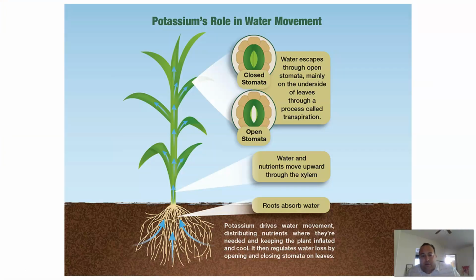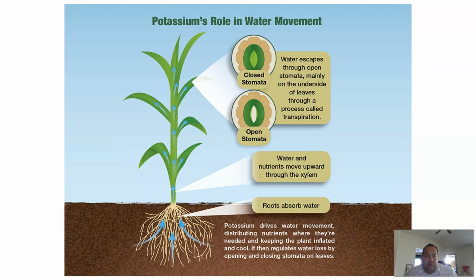So potassium is also important in terms of water movement. We kind of talked about that a little bit, but potassium drives the water movement, helps distribute nutrients where they're needed, and keeps the plant inflated and cool. And it regulates water loss through the opening and closing of the stomata. And so potassium is really important.